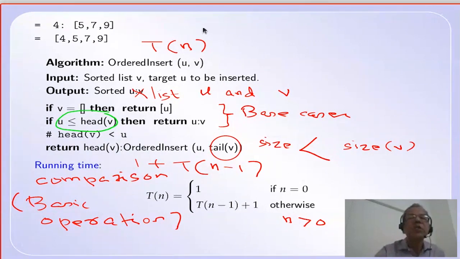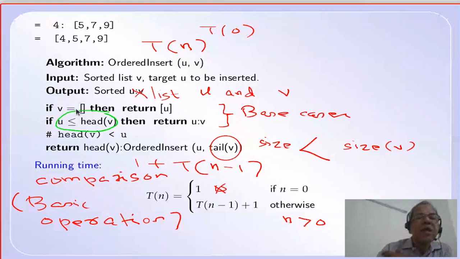Suppose n is equal to 0, T of 0. That is, V is an empty list. When V is an empty list, there is no comparison done. Therefore, if you want, we can put 0 also. But let's say V is equal to empty list is a comparison. If that is counted as a comparison, then we are doing one comparison. This we call a recurrence relation.